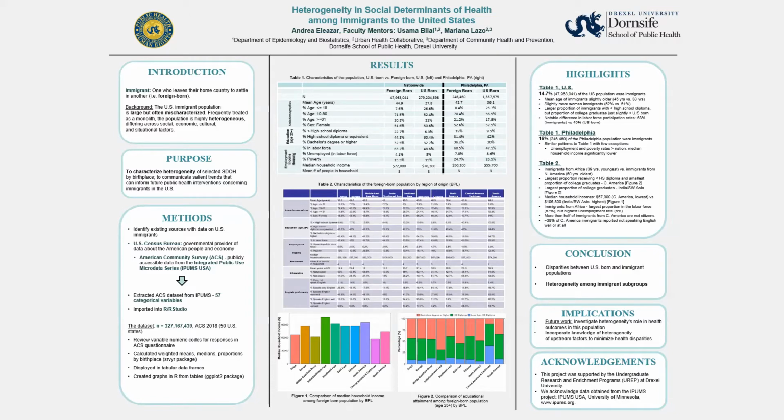Table 2 looks at the same characteristics, but breaks down the foreign-born population by their region of birth. Some key findings here are that the largest proportion receiving less than a high school diploma, and the smallest proportion of college graduates, were immigrants from Central America. And the largest proportion of college graduates come from India and Southwest Asia. For median household income, there's a large disparity, with $57,000 coming from Central America versus $106,800 from India and Southwest Asia.